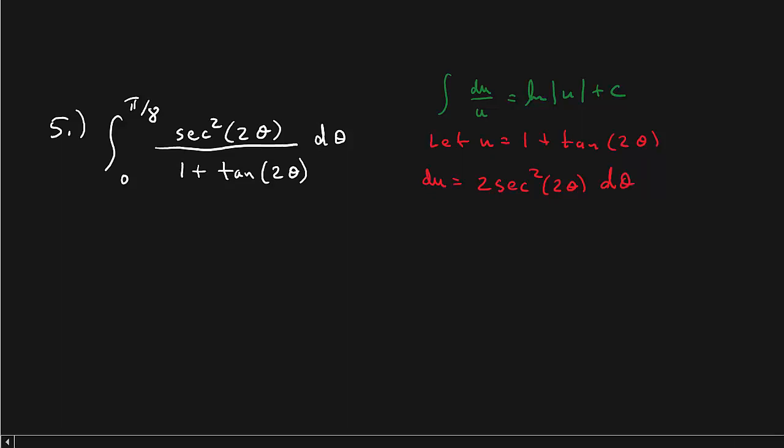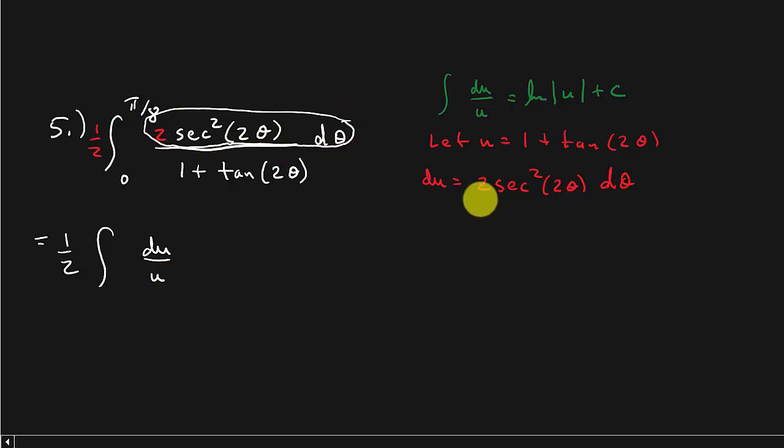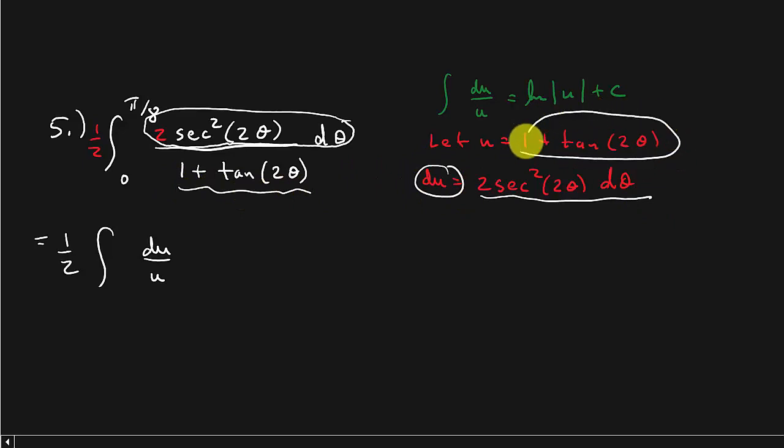All right, so what am I missing? I'm missing a 2 here. See, 2 secant squared. So there's my 2 secant squared. So I got to multiply by 2 in here and come out here and multiply by 1/2. And so this is going to give me 1/2 integral, and that's going to be du over u. Okay, this is du, and this is u.